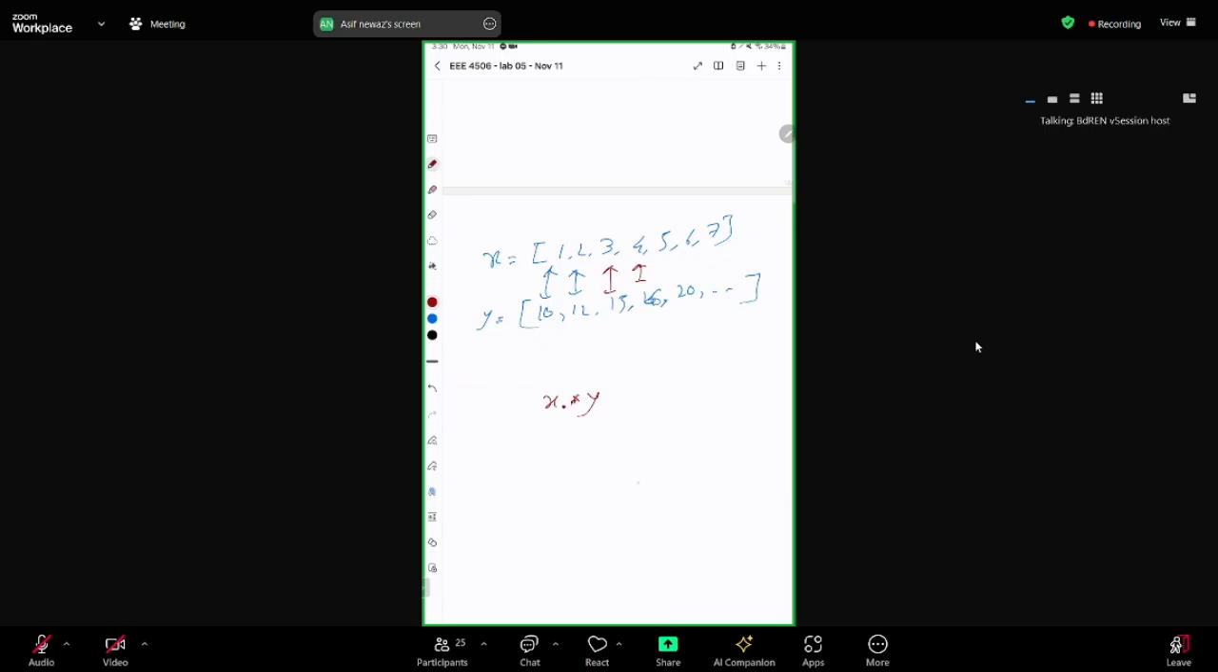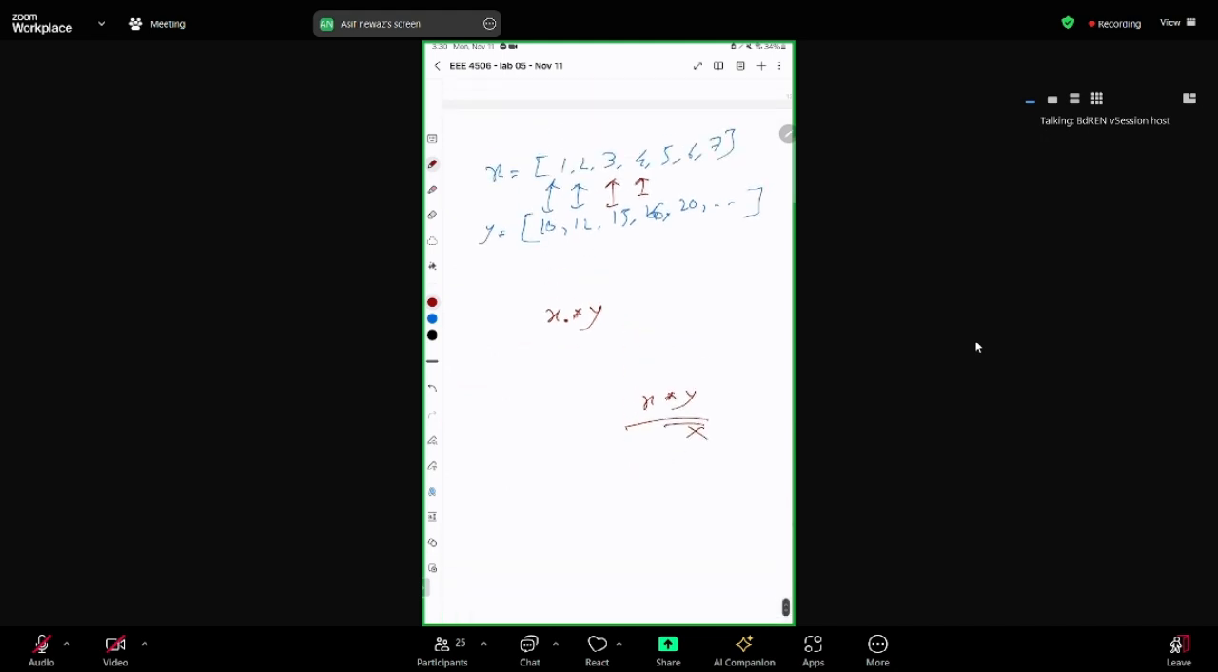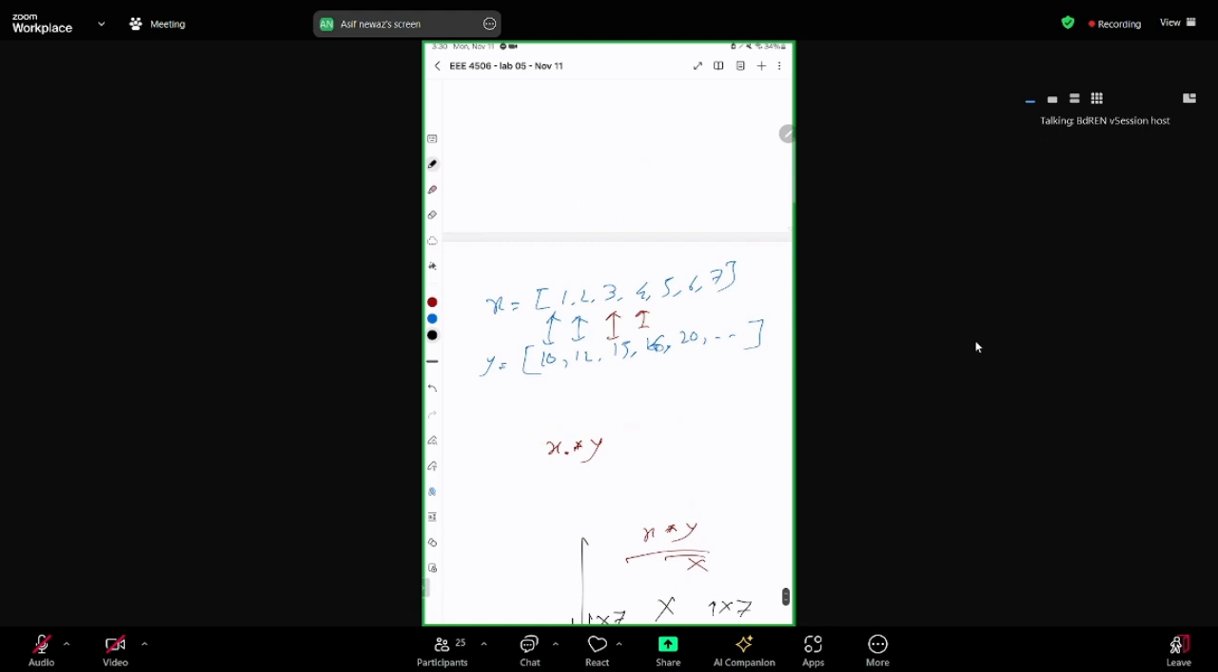For x multiplied by y in MATLAB, I'm writing the code. This will not work. Why will it not work? Dimension mismatch. The first one, x, is a 1 by 7 matrix, and y is also 1 by 7. For matrix multiplication, it has to be 7 by 1. Otherwise, this is going to give you a dimension mismatch. But we don't need matrix multiplication. We need element-wise multiplication. We're trying to multiply point by point, then sum.